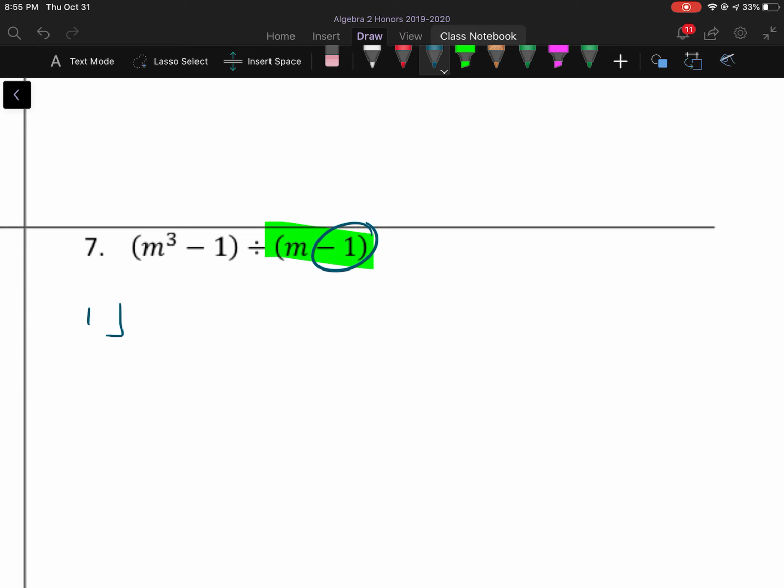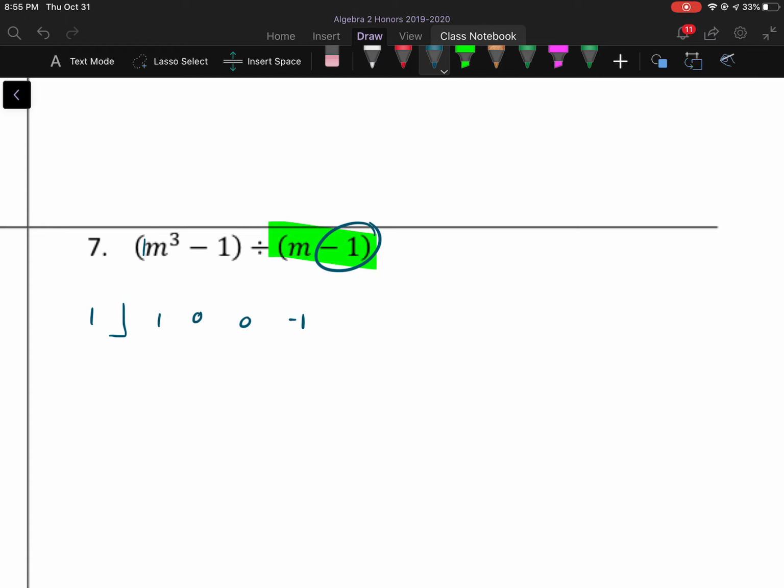From there, I'm going to write my coefficients. Now, you don't have an x squared. We have an m to the third, so my coefficient for that is just a 1. I don't have an x squared. I don't have an x. I do have a constant. So we have a lot of zeros in this one. Bring down your 1. I'm going to go kind of quick for this one. Bring down your 1. You get a 1 here.